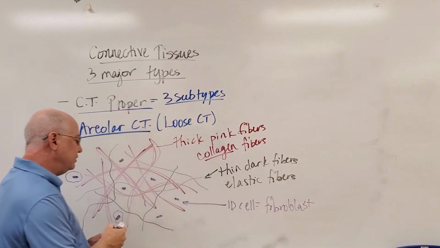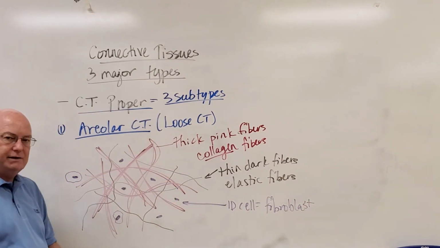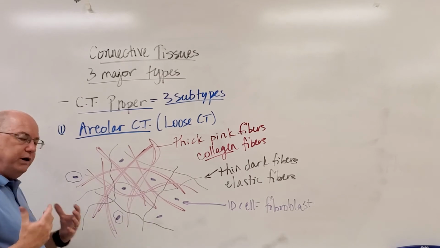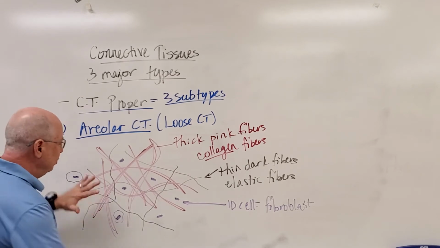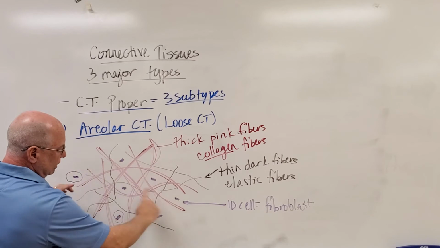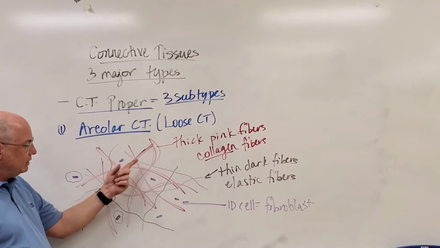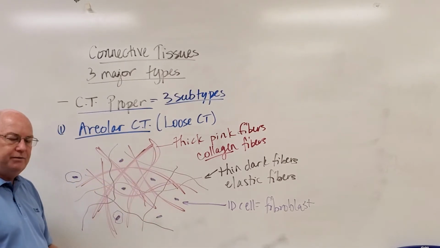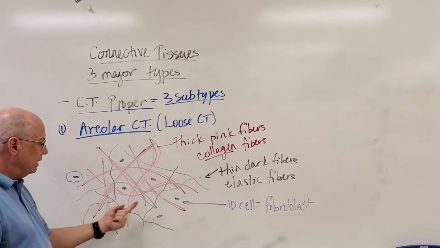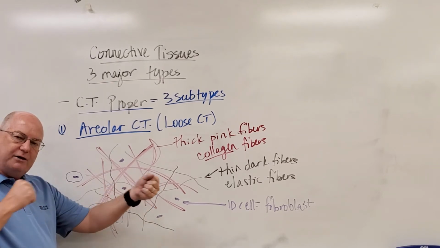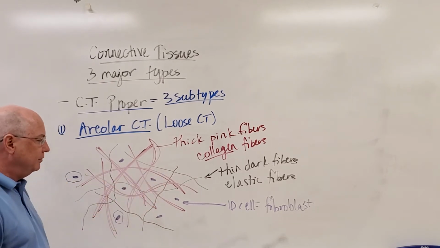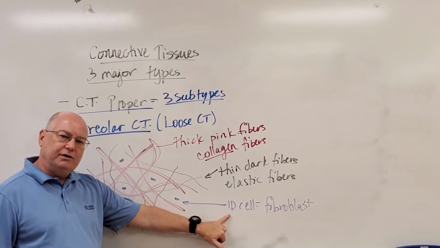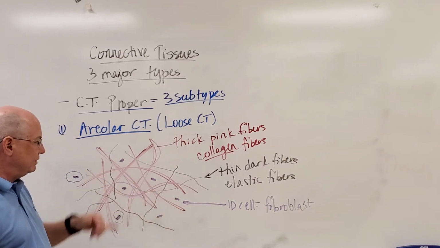Fibroblasts make these protein fibers called collagen and elastin. So, when we look at areolar connective tissue, we see these protein fibers running all different directions. The thick pink fibers are called collagen fibers, a protein that's very strong. The thin dark fibers are elastic fibers, a protein that makes it very flexible. And most of the cells in here are going to be called fibroblasts.